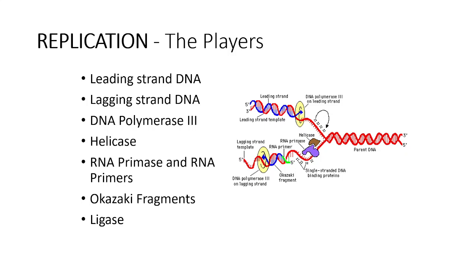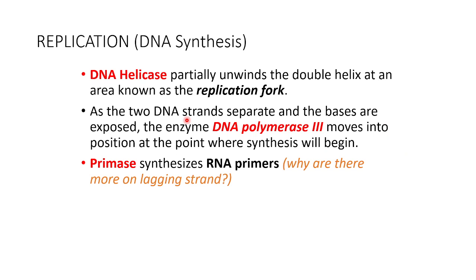The important players over here are the leading strand of DNA, the lagging strand of DNA, and the DNA polymerase. Okay, you have the DNA polymerase 3, helicase, primases. You have the RNA primers which are produced by the primase, the Okazaki fragments, and the ligase. So these are the major proteins and segments that play an important role in replication. So, just a recap of some important proteins and enzymes that were playing a role.